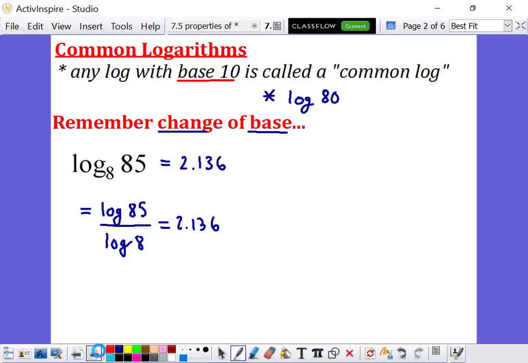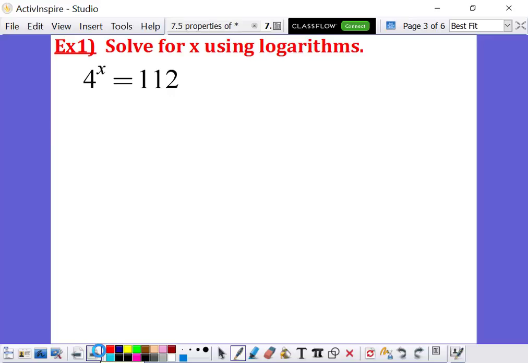All right, so set your calculator to the side for a minute. Let's keep moving. Here is what some of the problems will look like. Example 1 says solve for x using logarithms. There are actually two ways that we can approach this problem. The first way is we can rewrite this as a log function. It's already exponential, so if we rewrite that, it'd be log base 4 of 112 equals x.